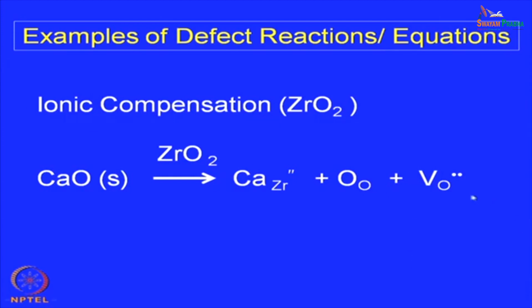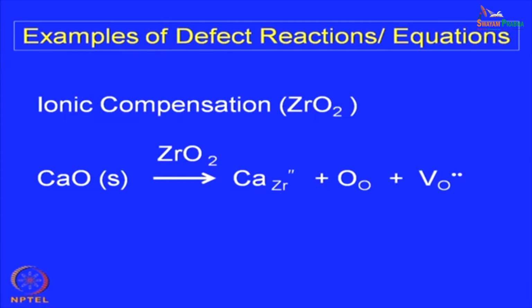Here the oxygen goes out as soon as you push calcium into the zirconium dioxide lattice. Some oxygen will go out in the form of oxygen vacancy, and that is what we call the ionic compensation. There is absolutely no change in valency here, but still you have to maintain the charge balance, because you are adding only 2 plus instead of 4 plus.